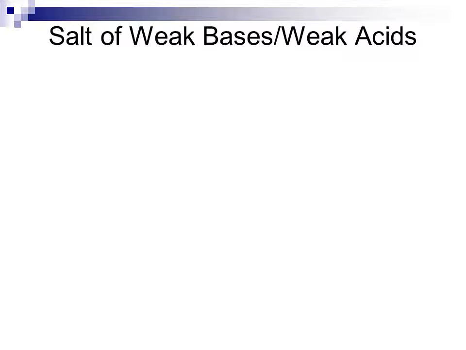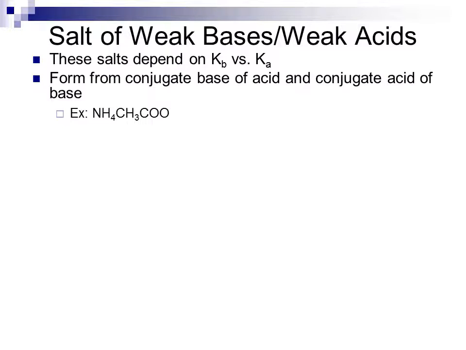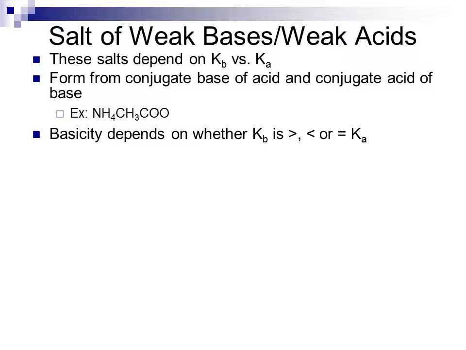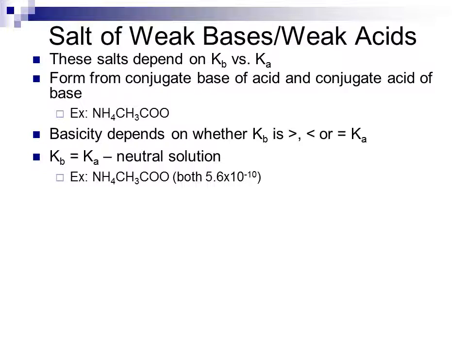Looking at the salt of a weak base and a weak acid, it depends upon the relative strength of the Kb versus the Ka. The conjugate base of an acid and the conjugate acid of a base will combine together to make these salts, for instance, ammonium acetate. The basicity depends on whether Kb is bigger than, less than, or equal to Ka. If Kb is equal to Ka, the solution will be neutral. For instance, ammonium acetate: both have a value of 5.6 times 10 to the minus 10.